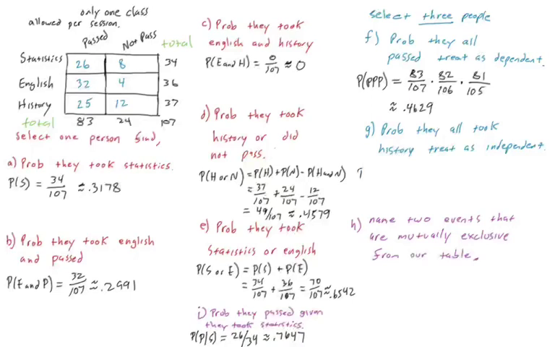All right. Probability that they took history and treat as independent. So again, history, 37 out of 107. That's the first person that we're going to select.